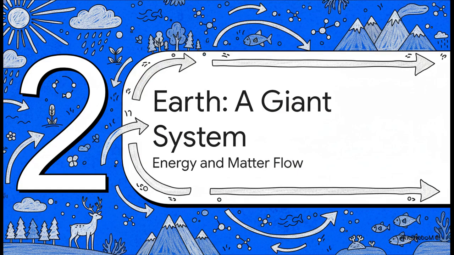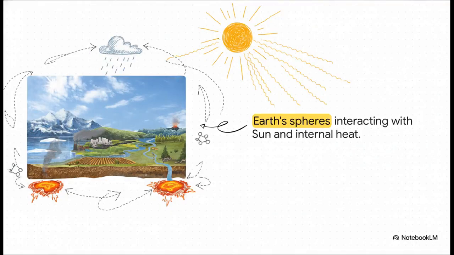Moving right along to Section 2. Earth, our giant system. So your lunch is really just a tiny snapshot of energy flowing and matter cycling. But the entire Earth operates on these exact same principles. Life here isn't just some random collection of plants and animals. It's powered by a massive, constant, interactive flow of energy and matter across the whole planet. And this brilliantly illustrates what I mean.